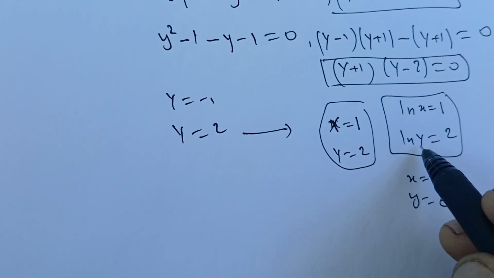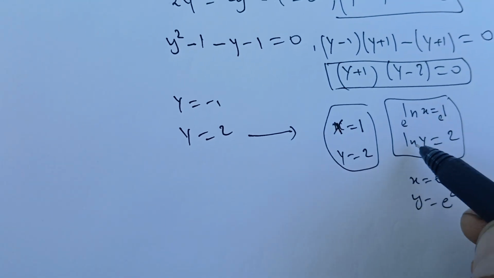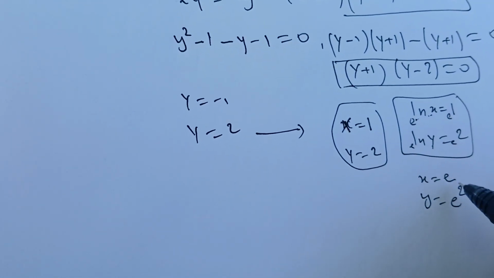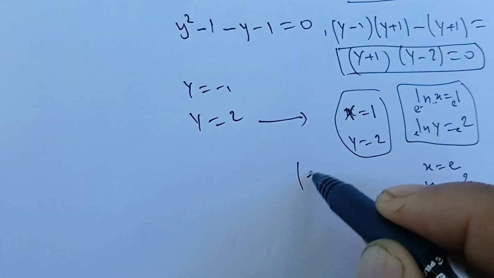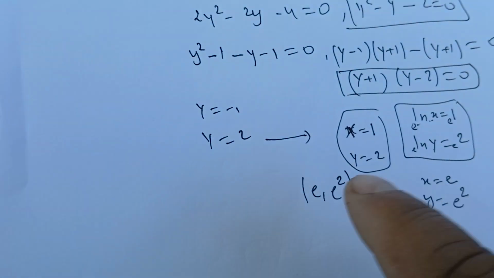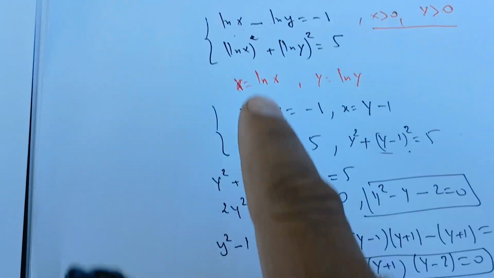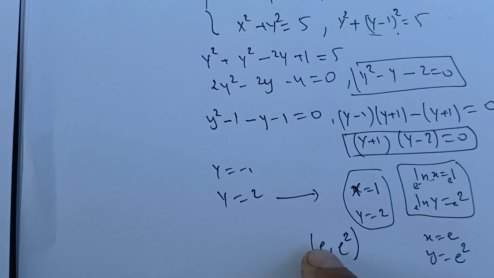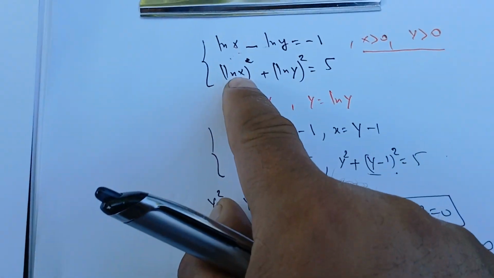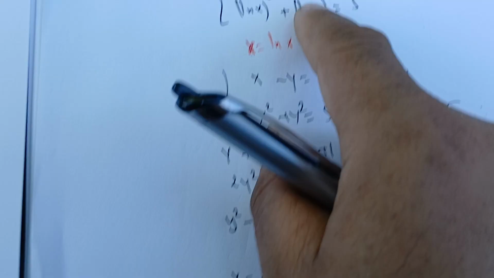Why? Because take the exponential of both sides. When you take the exponential, here you get y, you get x, and on the right side you get e and e squared. So our first solution is e and e squared. I can check this one works and satisfies the first condition. For the second condition, when I take the log of x, which is e, I get 1. When I take the log of y, which is e squared, I get 2. So I have 1 squared plus 2 squared, which is 5. So this is a solution and it satisfies this system.